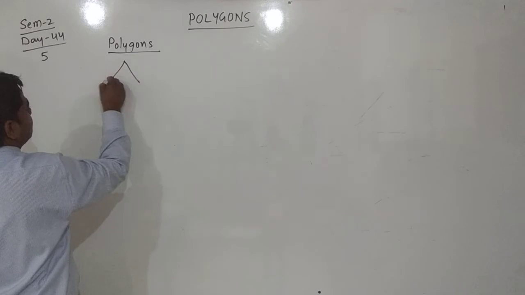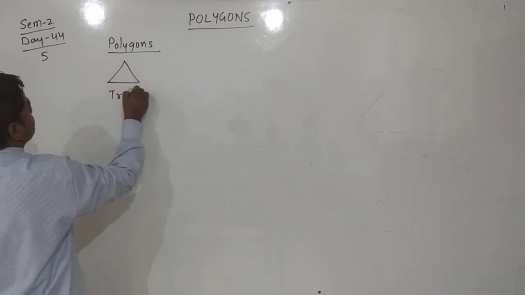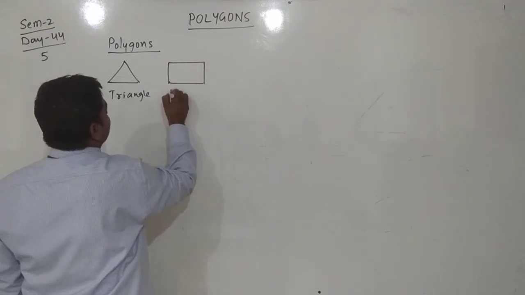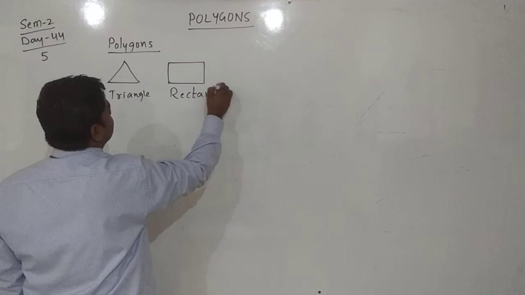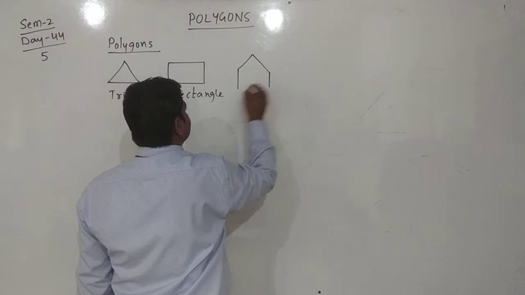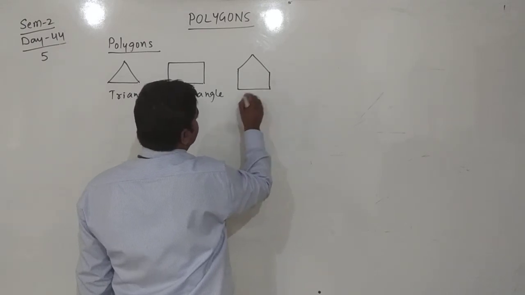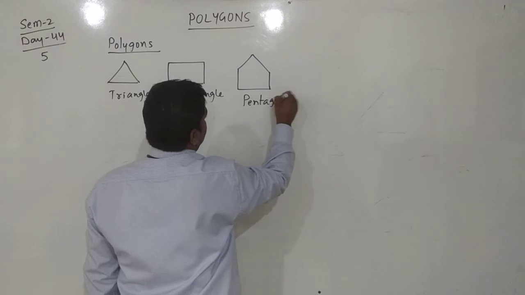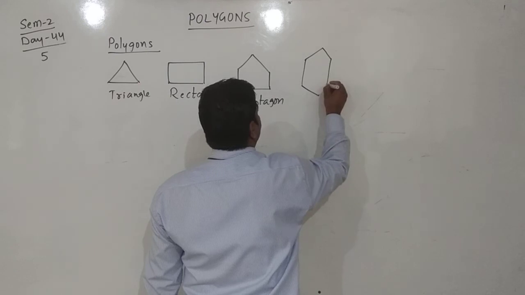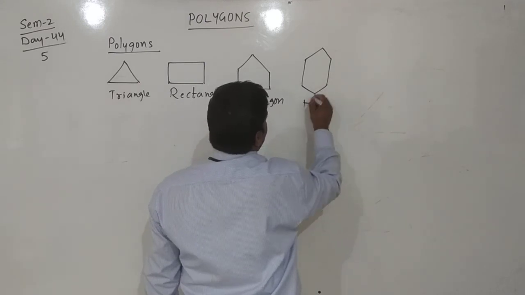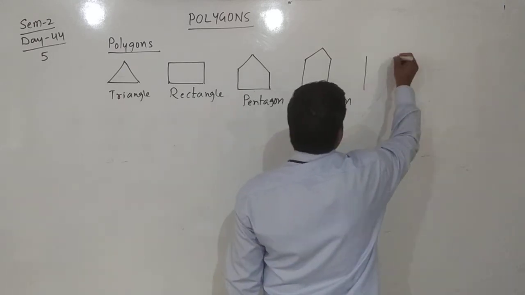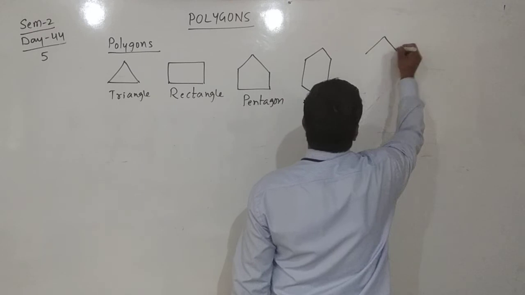Yes, triangle. Next, this is triangle with 3 sides. Next, it is a rectangle. A rectangle means 4 sides. A rectangle, square, and pentagon. This is 5 sides. Pentagon. How many sides? 5 sides. Pentagon. And next is hexagon. 6 sides. How many sides? 6 sides. We can call it hexagon. Next, septagon. 7 sides. Like this.